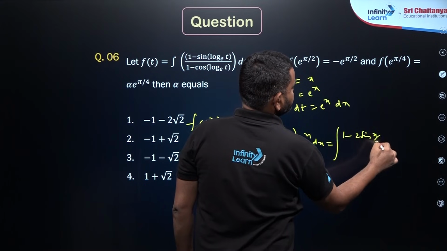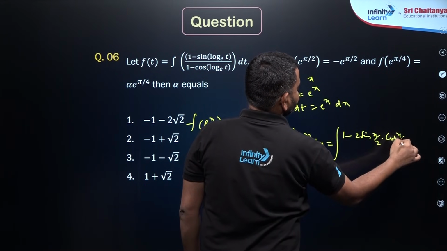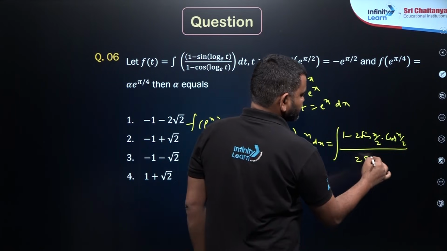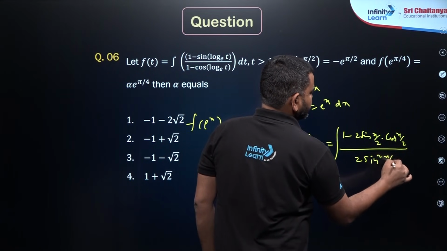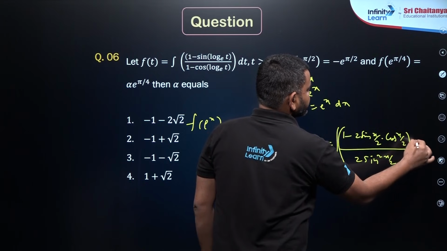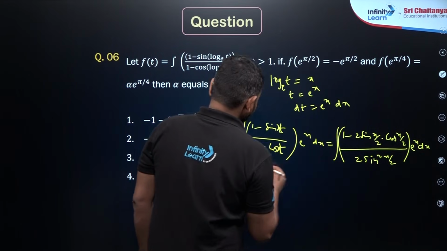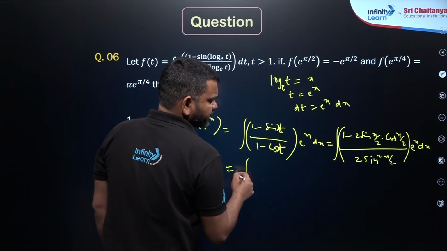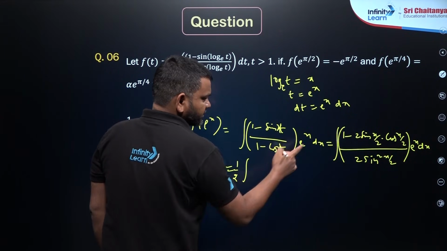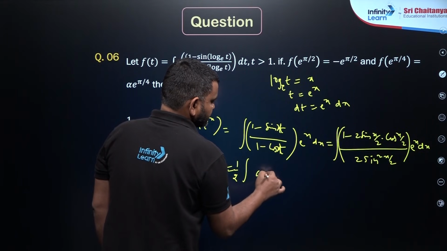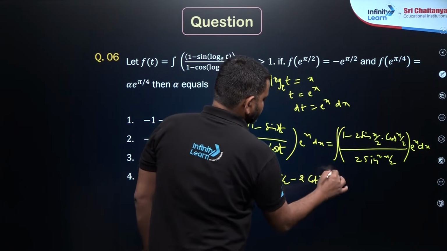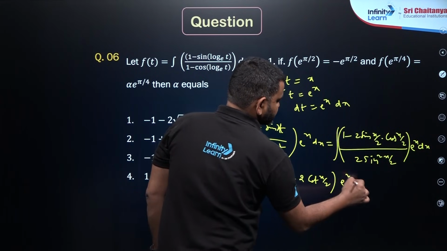1 minus 2 sin(x/2) cos(x/2) divided by 1 minus, so 2 sin square(x/2), into e power x, I have dx. So this is going to give you, if I am taking 1/2 common, cosec square(x/2) minus 2 cot(x/2) into e power x dx I have.